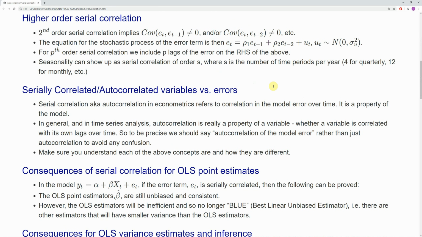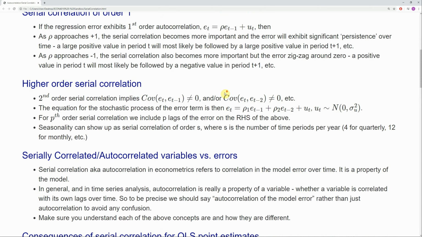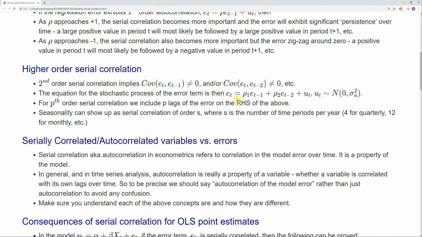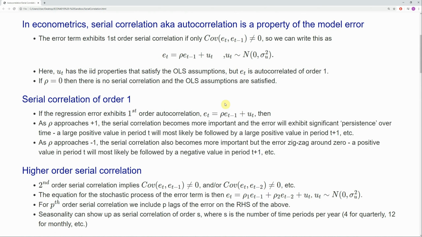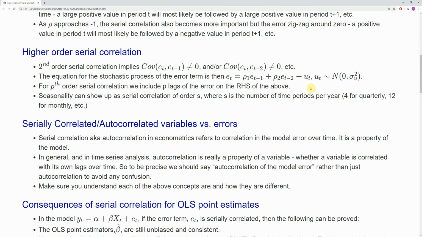As you see, it's very similar to the case of heteroscedasticity, where we were creating another auxiliary regression and estimating parameters in that to end up with our inference about heteroscedasticity. This is the same thing. Our analysis about autocorrelation is on the error term. That's why we are saying that autocorrelation in econometrics is a property of the model error.